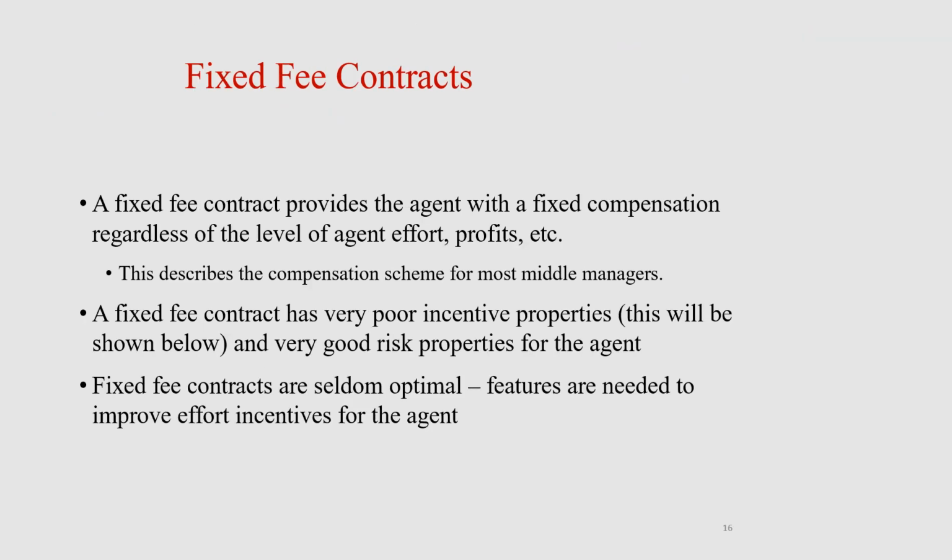Fixed fee contracts. A fixed fee contract provides the agent with a fixed compensation regardless of the level of agent effort, profits, etc. This describes the compensation scheme for most middle managers. And it also is the one that usually involves these carbon offset credits. A fixed fee contract has very poor incentive properties and very good risk properties for the agent. Fixed fee contracts are seldom optimal. Features are needed to improve effort incentives for the agent to avoid moral hazard.